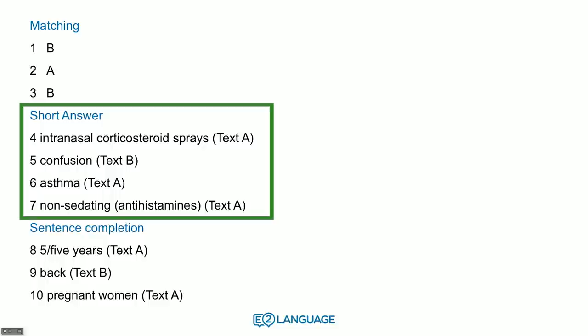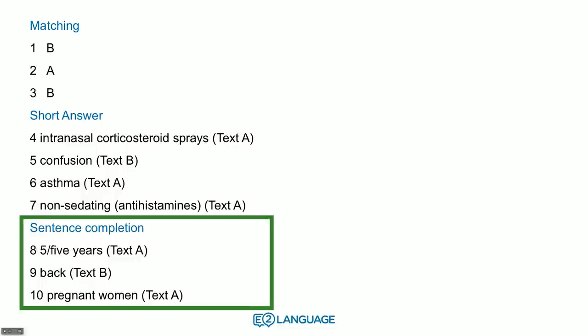The sentence completion questions, 5 or 5 years. Number 9, back. Number 10, pregnant women. With or without the capital letter, doesn't really matter there. Hopefully you found that helpful. Remember, OET is possible if you break it down into its little bits and you approach it methodically.